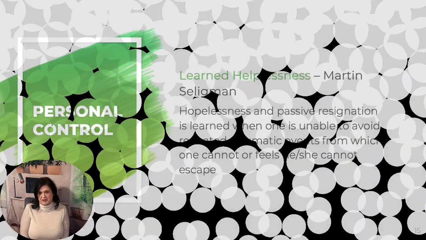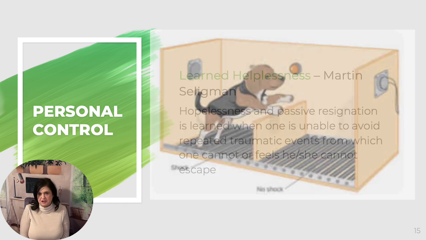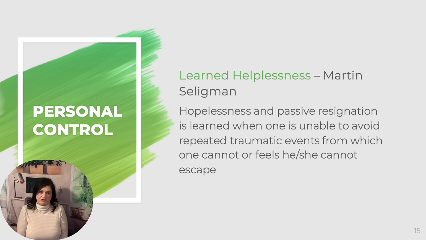Next up is learned helplessness. Okay, so sticking with this personal control thing, Martin Seligman, we remember him with the dogs that were electrocuted, and they wouldn't just jump over the fence, right? They just gave up suddenly. This is learned helplessness.